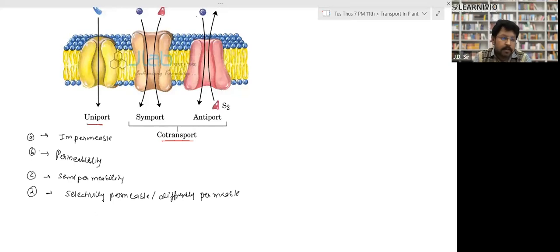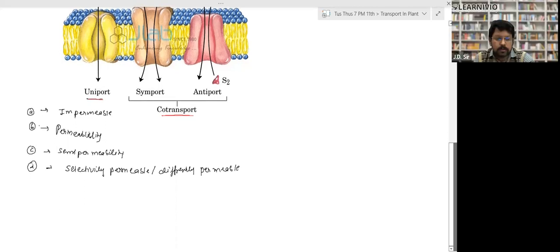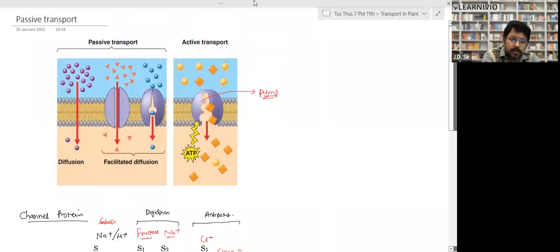Like the plasma membrane is semi-permeable for water, and the cell wall is permeable for water. The plasma membrane is semi-permeable for water, but the mitochondrial membrane is selectively permeable. It will allow only a certain type of substance to cross through it, and only when it is required. Is it clear? Yes, sir. Okay, so let's move to the next part.